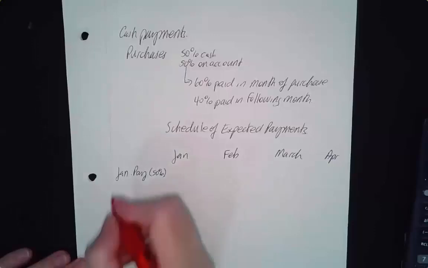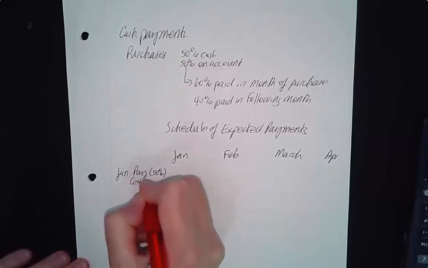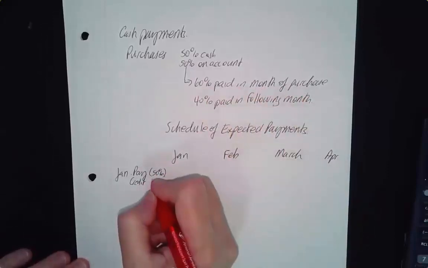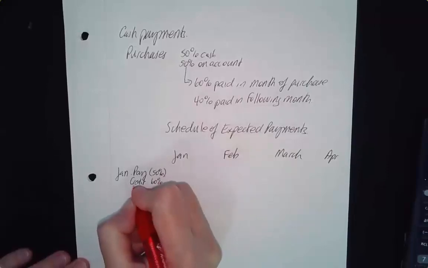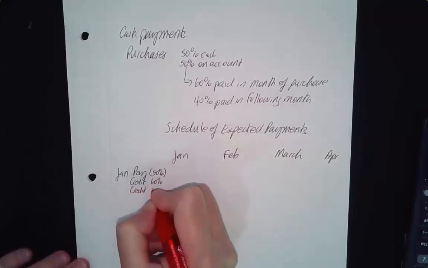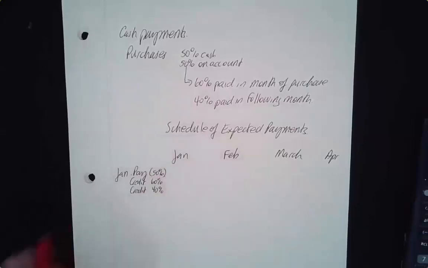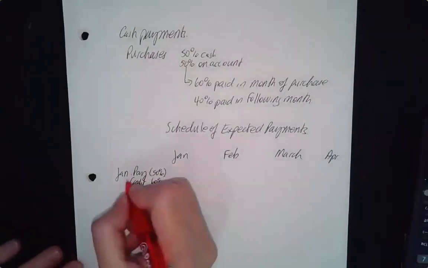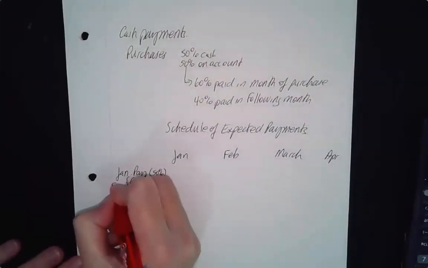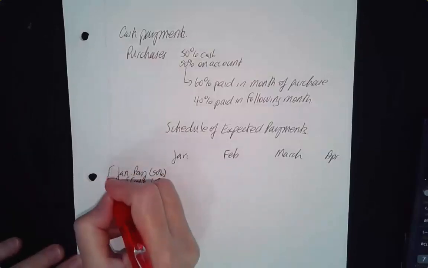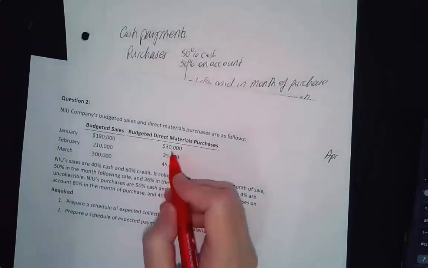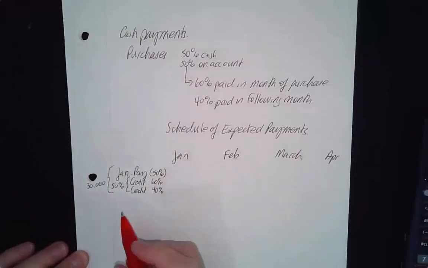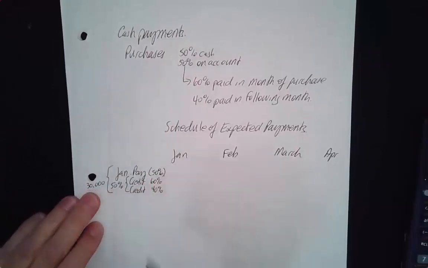And then what's going to happen is we have credit. And that first credit, so 60% is paid in the month of the purchase. So this is 60%. And then we're going to have credit, and we're going to have 40%, right? 60% in the month of purchase, 40% in the following month. So this is going to represent 50% of the total. What is the total that we have to pay? $30,000. So I'm going to put that total $30,000 right here. So now I can take the 30,000, multiply it by the 50.